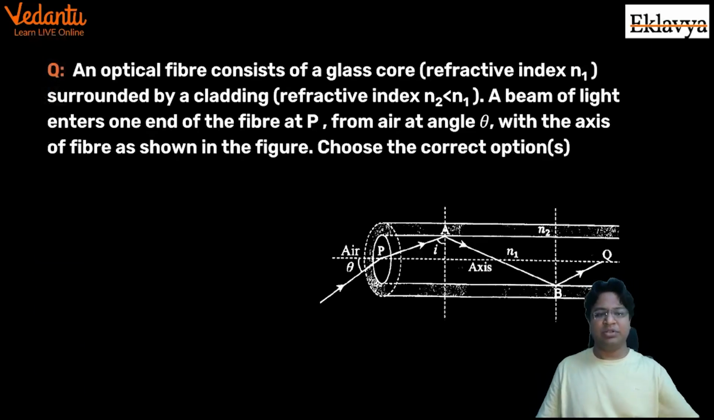So next question, an optical fiber consists of a glass core of refractive index n1 surrounded by a cladding of refractive index n2. n2 is less than n1, so the inner core is denser. A beam of light enters the fiber at P from air at an angle theta with the axis of the fiber as shown in the figure. Choose the correct option. So guys, let me make a simpler figure to understand.